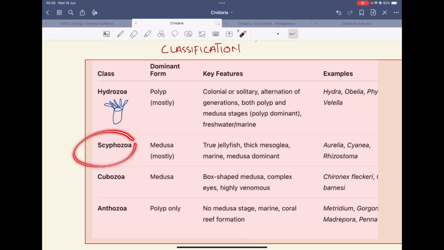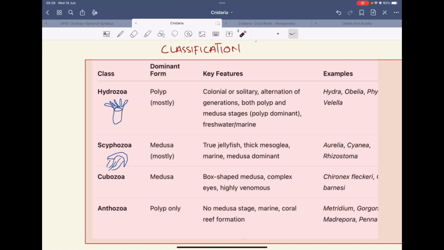Then Scyphozoa is another class. Scyphozoa contains mostly medusa. They contain the jellyfish. You must have seen the structure of the jellyfish. It's umbrella-like, okay? It has these tentacles. So Scyphozoa is mostly in the medusoid form, that is the jellyfish form. They have a thick mesoglea. They are marine and the medusa form is dominant. Examples include Aurelia, Cyanea, Rhizostoma, okay? Then we have class Cubozoa.